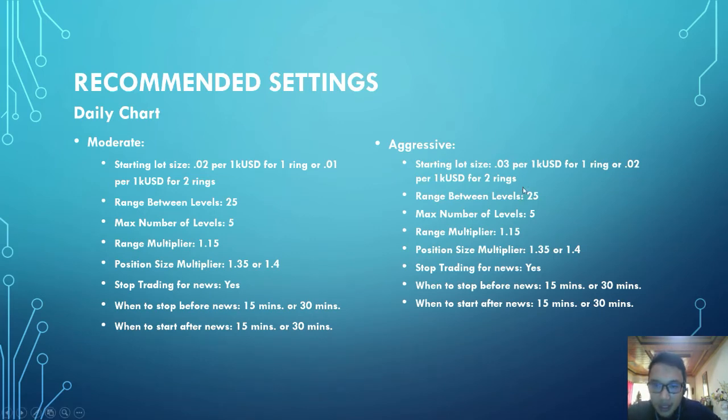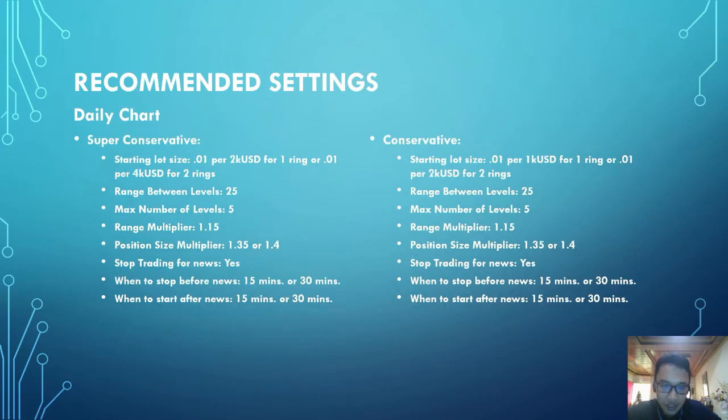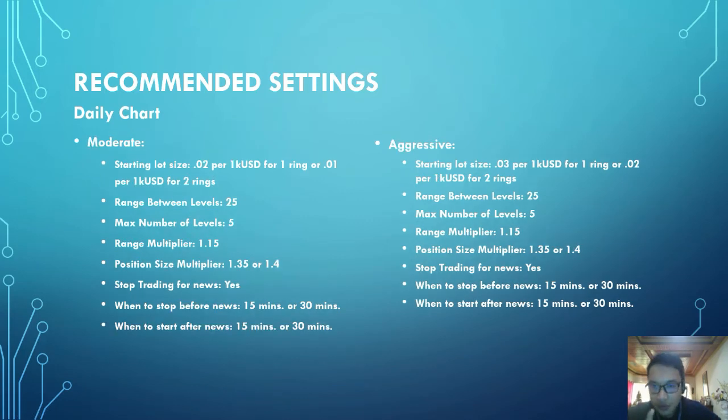Now the settings below would still be the same. By the way, what I mean by, let's say for this example, 0.01 per 2k USD, it means that for every 2000 USD, one pair, let's say EURUSD, you set the starting lot size to 0.01 if you're using super conservative settings. But if you're using aggressive settings, set the lot size to 0.03 for a 1k USD account, and set the other settings to this one.